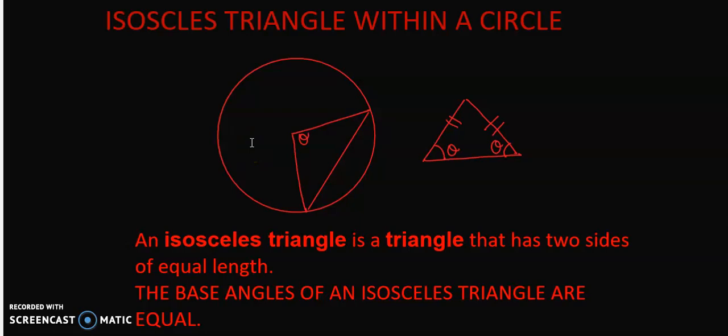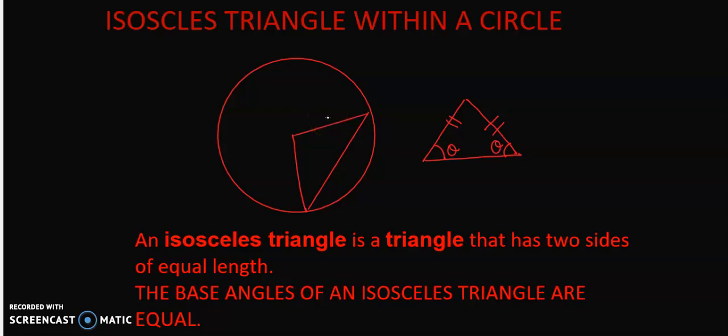Another important property that we use while solving circle questions is about the isosceles triangle within a circle. First of all, I want to tell you what an isosceles triangle is. An isosceles triangle is a triangle that has two sides of equal length. Like this, in this isosceles triangle, I have marked the equal sides with a double line and the base angles are equal.